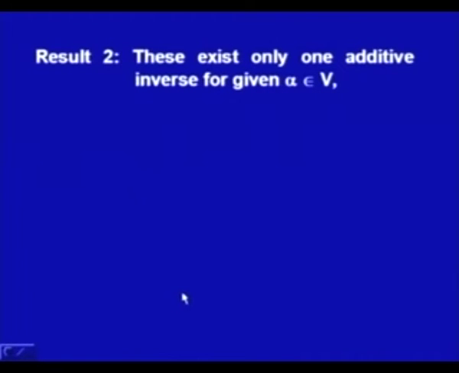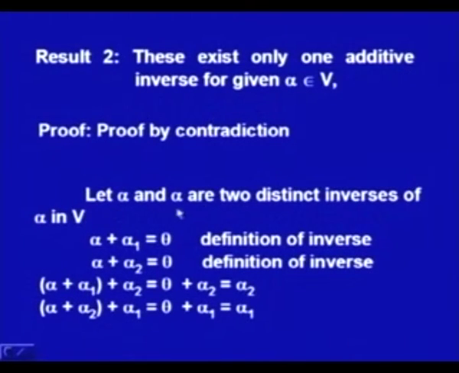Now, the next result says that there exists only one additive inverse for a given alpha in V. So, any member alpha in V cannot have two different inverses. So, again we prove this result by contradiction. Let us say alpha 1 and alpha 2 are two distinct inverses of alpha in V. Since alpha 1 is the inverse of alpha, alpha plus alpha 1 is equal to theta by definition of inverse. Similarly, alpha plus alpha 2 is also theta because of the definition of inverse.